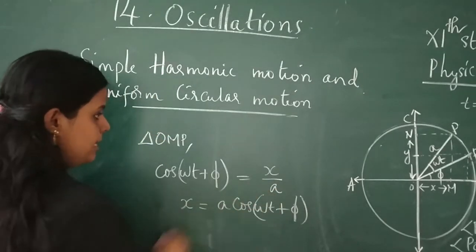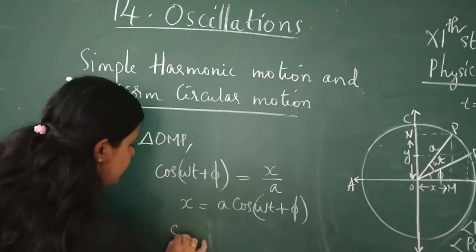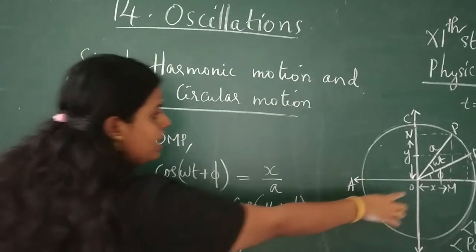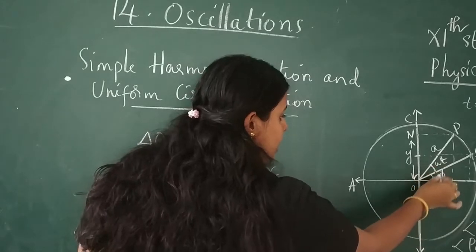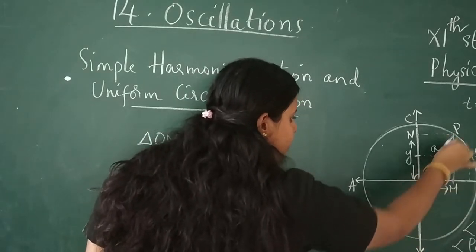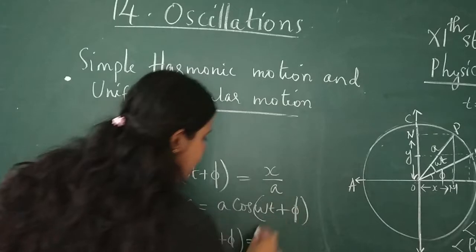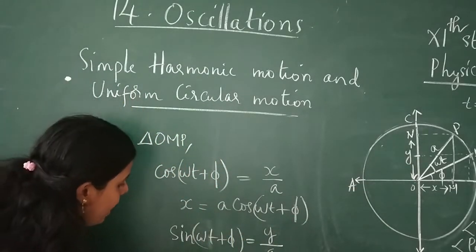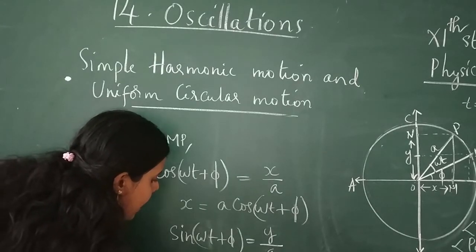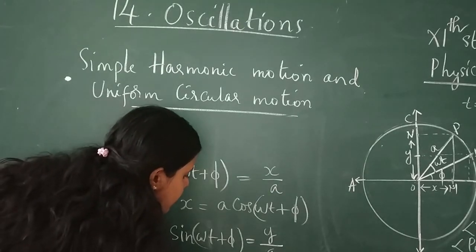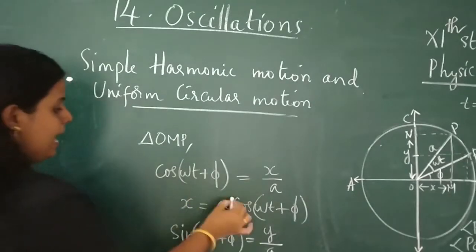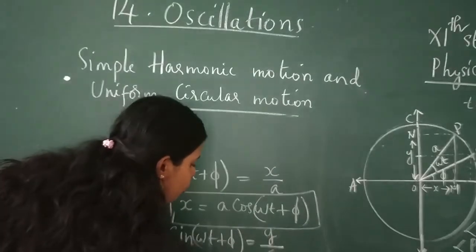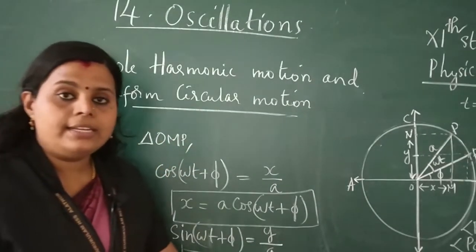Clear? And similarly we can write, sin(omega t plus phi) is equal to, from this right angled triangle OMP, opposite side by hypotenuse. What is the opposite side? That is y. So y divided by a. Or from this we can write y is equal to a sin(omega t plus phi). So x is equal to a cos(omega t plus phi) and y is equal to a sin(omega t plus phi).